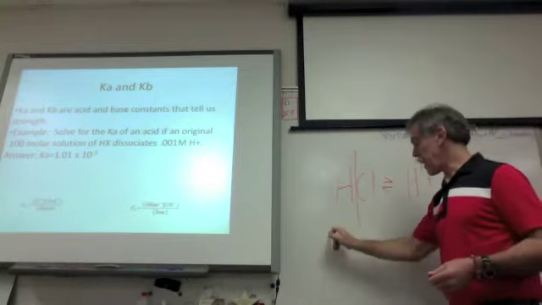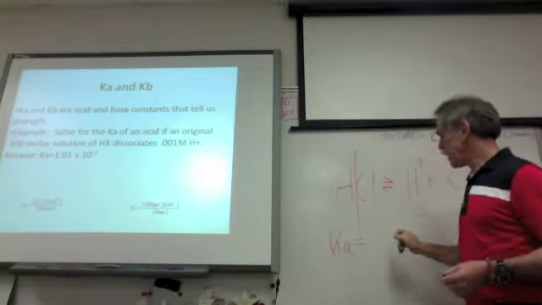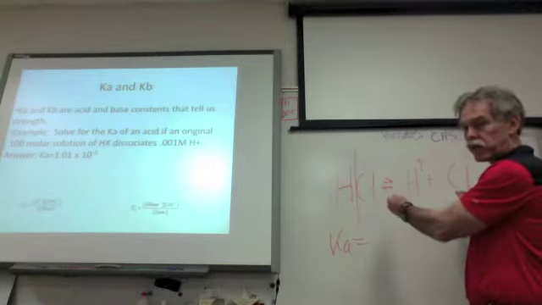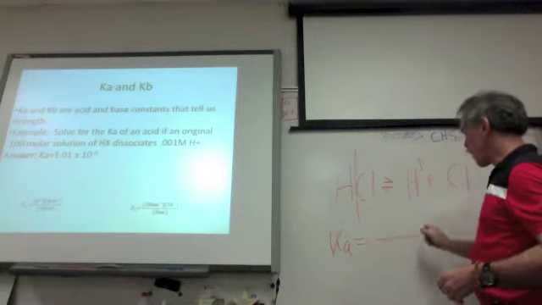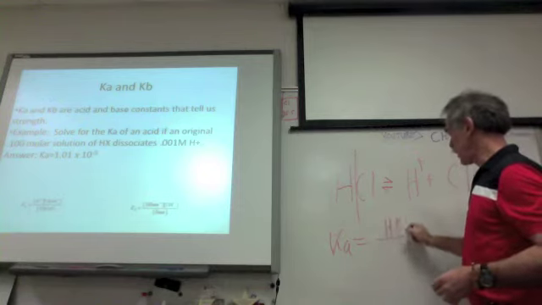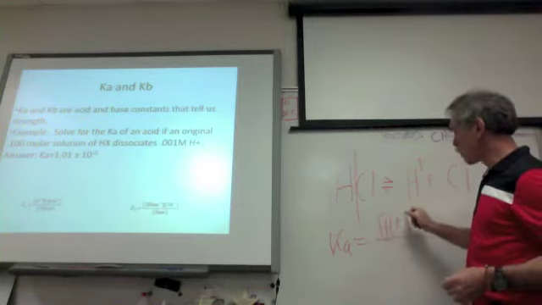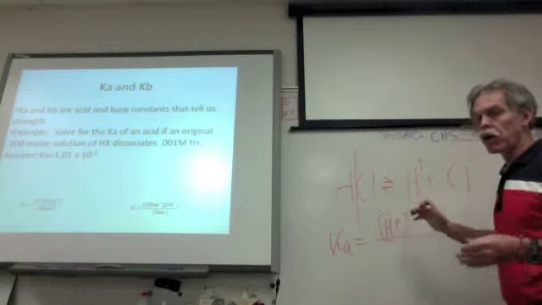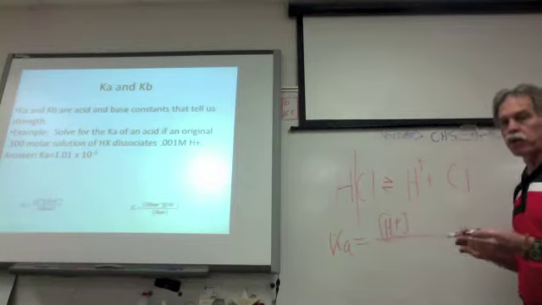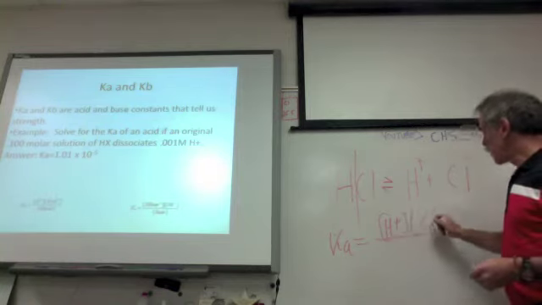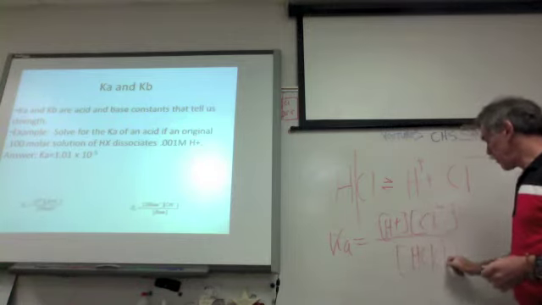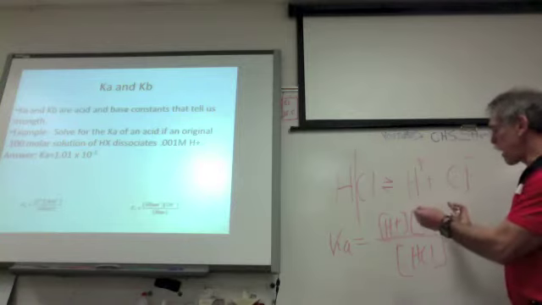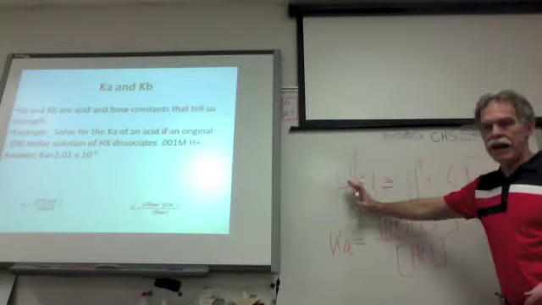Now we write the Ka expression. Ka equals product concentrations multiplied over reactants, just like KEQ. So we draw our line, and we've got H plus, in brackets, which means moles per liter. Remember, the brackets are separators, but they're also our unit, moles per liter, times Cl minus over HCl. Product multiplied in brackets over reactants.